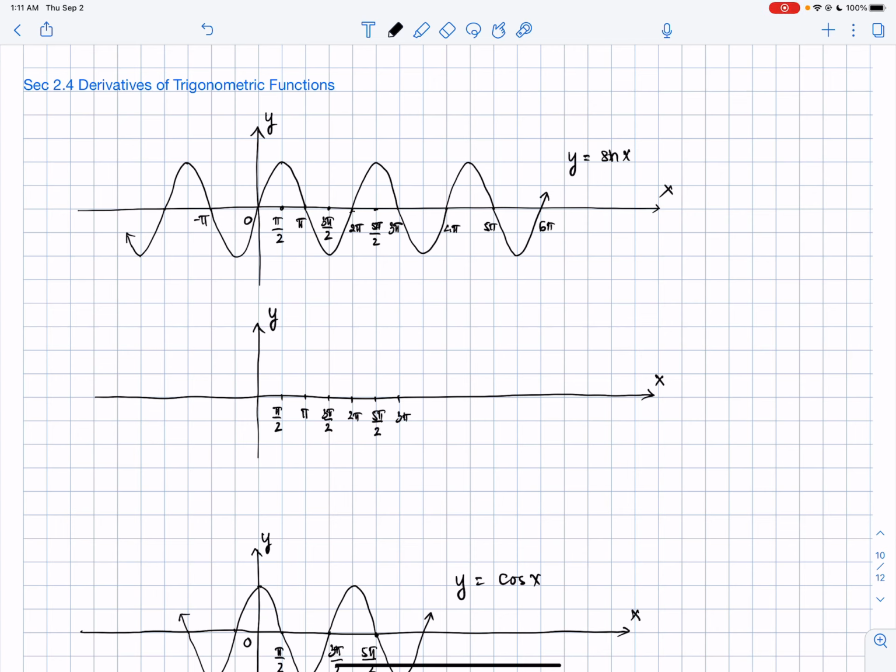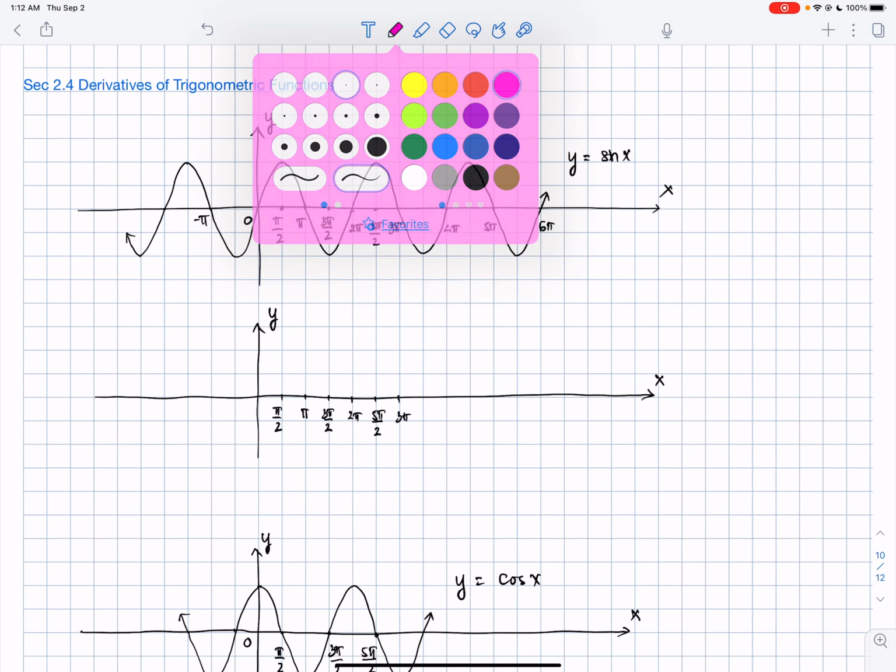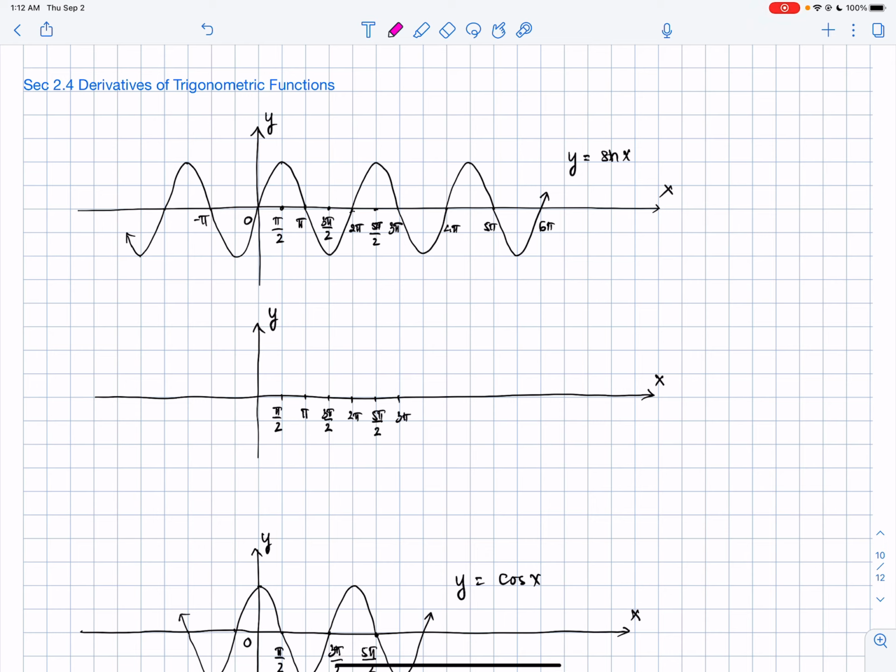Section 2.4 Derivatives of trigonometric functions. Let's look at the function y equals sine of x. We recall from pre-calculus class that the function sine looks like this. Now let's pay attention to the locations where we have the tangent line right here.